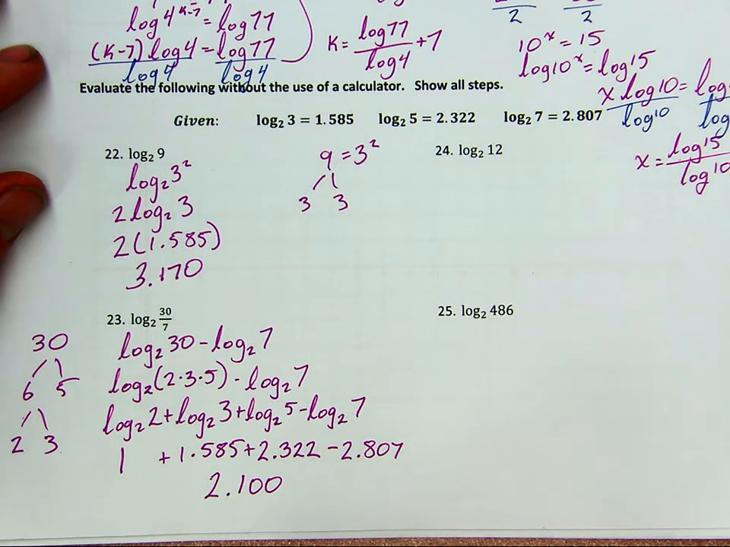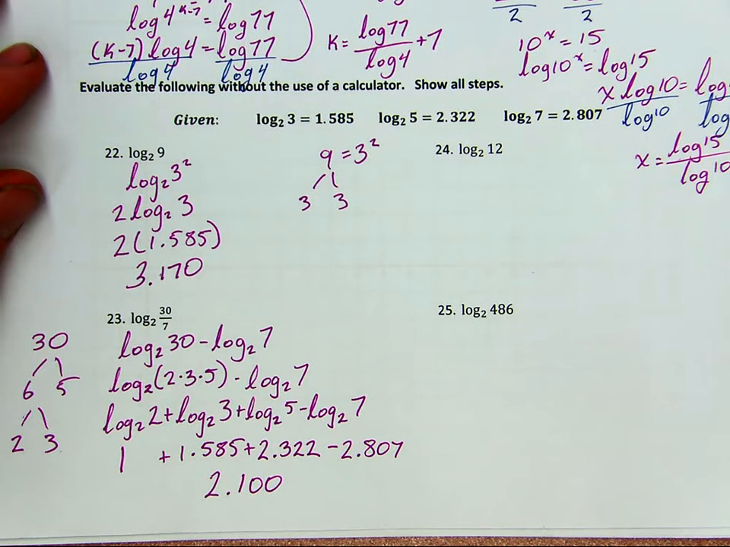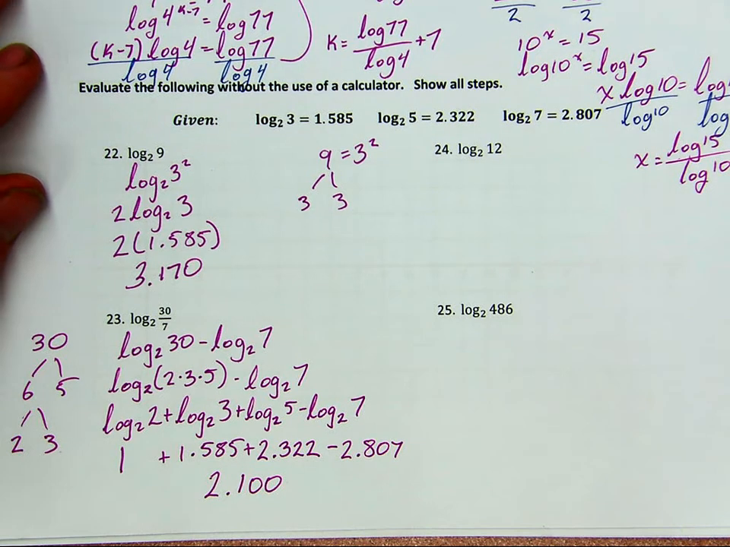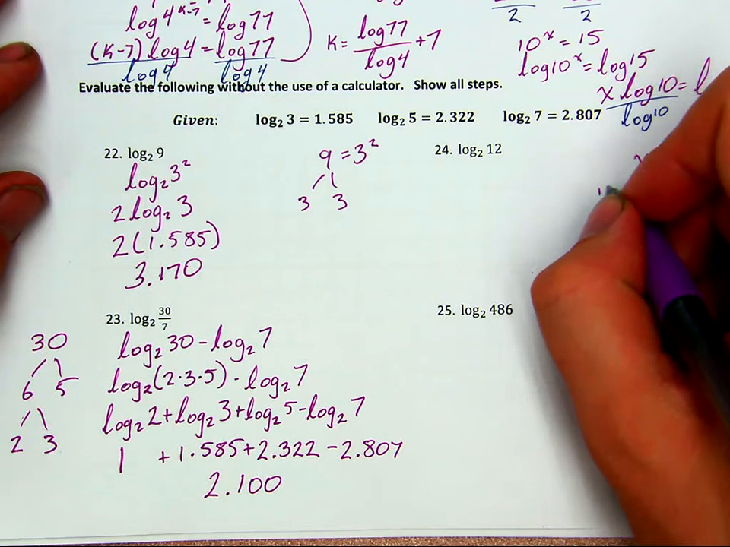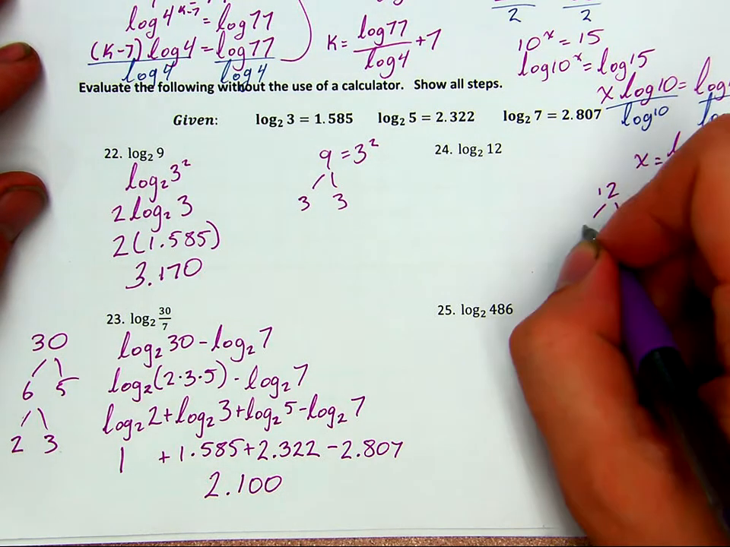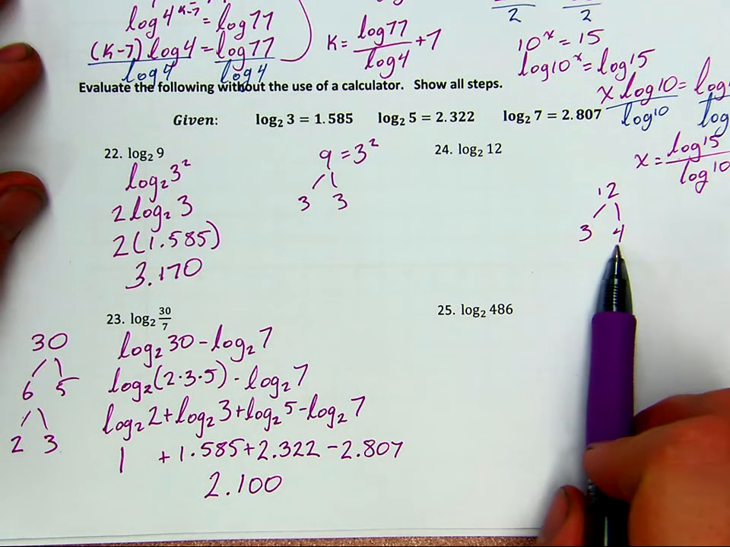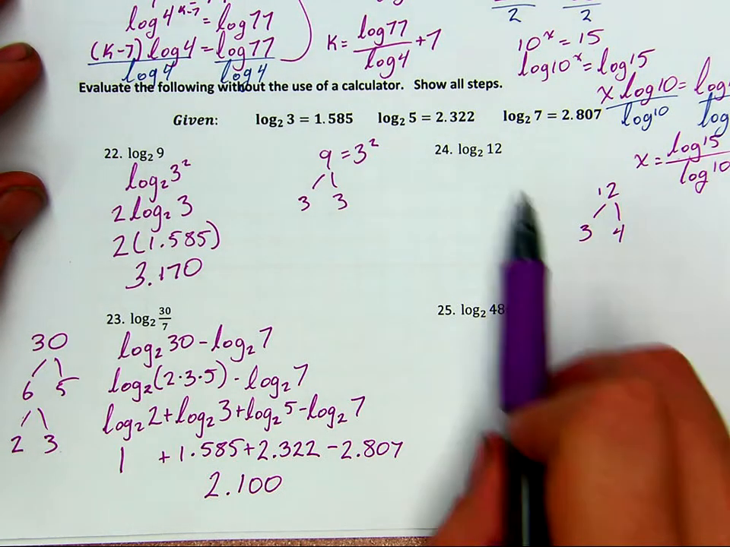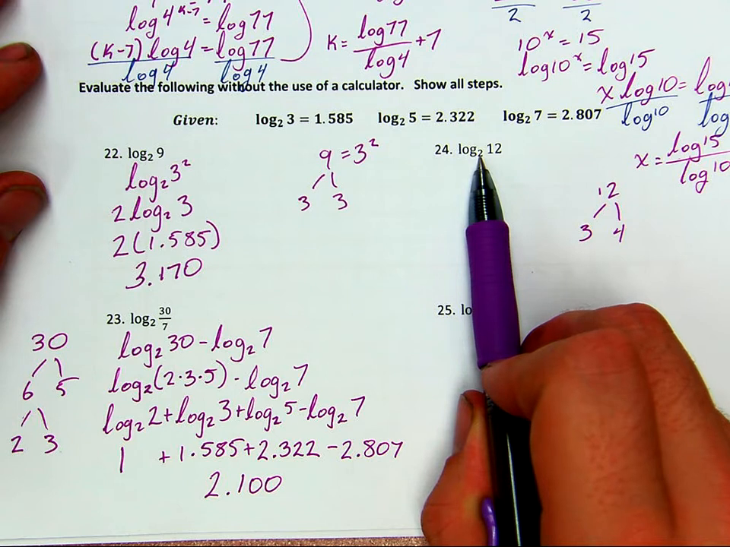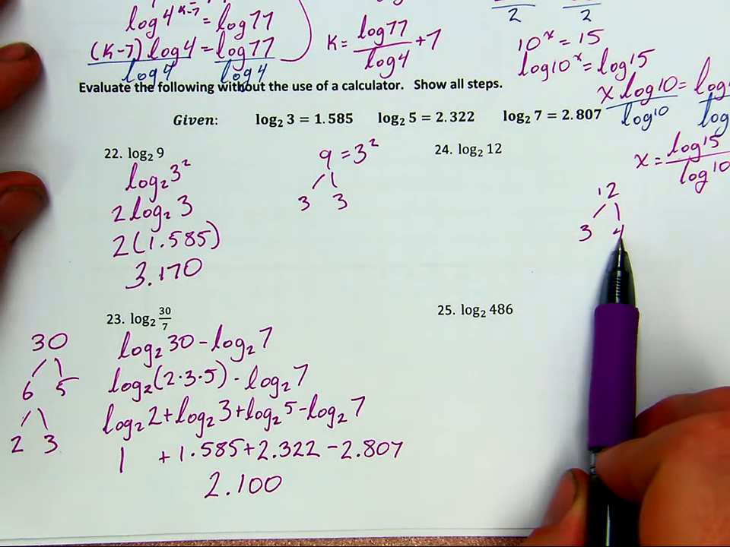Next, moving on to 24, log base 2 of 12. Just like we did on 22 and 23, we want to take this 12 and factor that down. We know that 12 factors down to a 3 times 4. We do not want to factor this 4 any further because notice our log is base 2. 4 is a power of 2. So we can rewrite this log base 2 of 12 as log base 2 of 3 times 4.